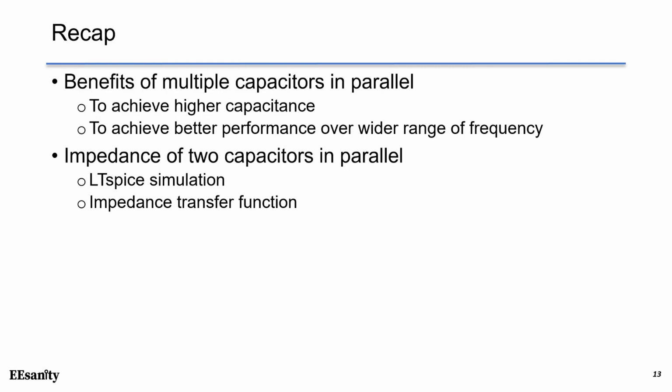Recap: in this lecture we talked about the benefits of putting multiple capacitors in parallel in order to achieve higher capacitance and also better performance. That means lower impedance over a wide range of frequency. This is very useful when you have a higher operating frequency, for example above 10 MHz. We did some simulation in LTspice to study two different types of capacitors in parallel. We can see that by doing so, the two capacitors show lower impedance over a wider range. Also, I showed you the impedance transfer function of two capacitors in parallel.